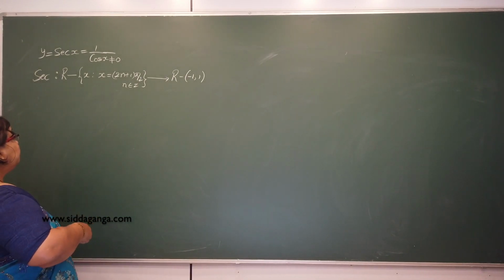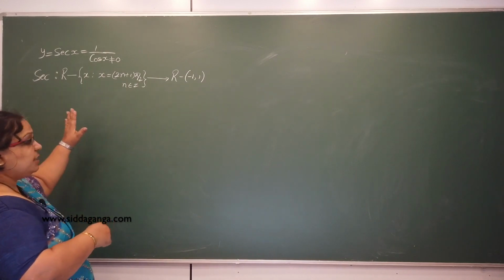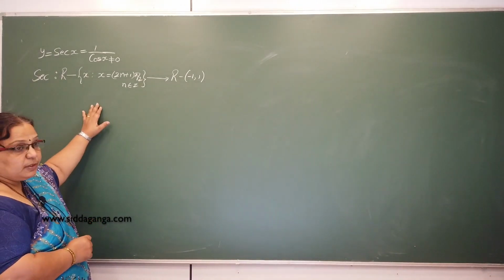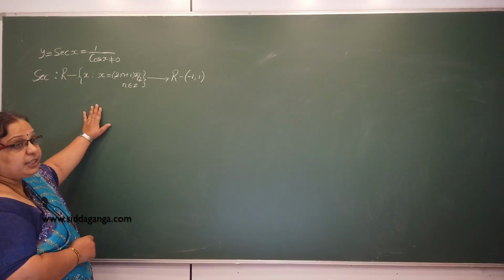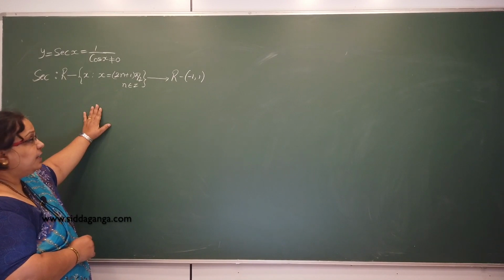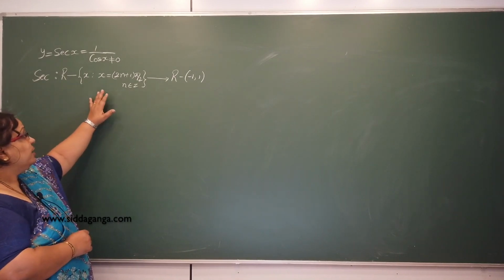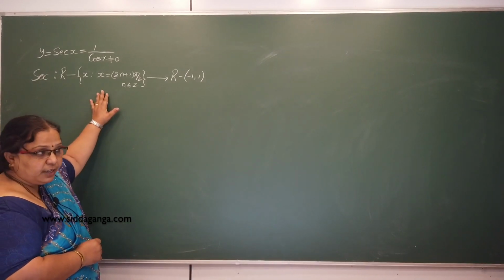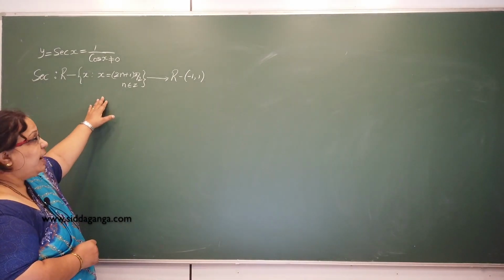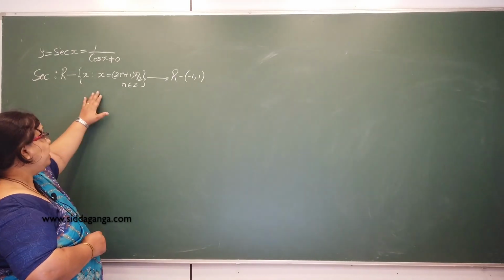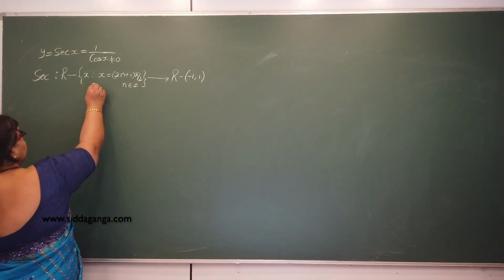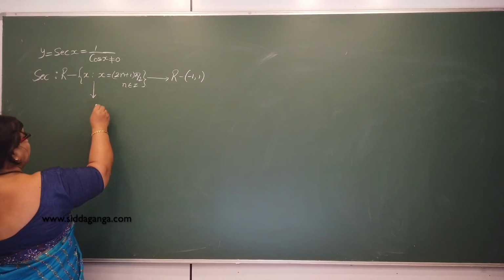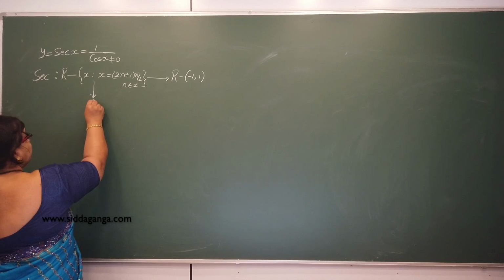Again, if we consider the original domain of the secant function, it doesn't become a bijective function, and hence we have to restrict its domain to any of the intervals as written below. That is here, closed interval 0 comma pi.